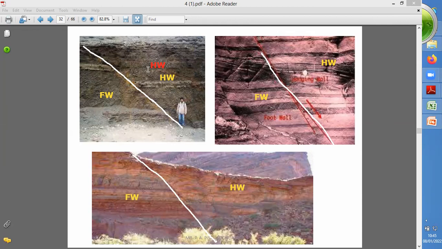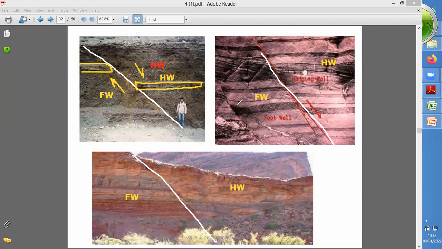Now the hanging wall moves in the downward direction. Now look in this figure, this layer. This layer is here and here this layer is here. So this block is moved downward direction and this block moves towards the upward direction. That's why this type of the fault is considered as a normal fault.